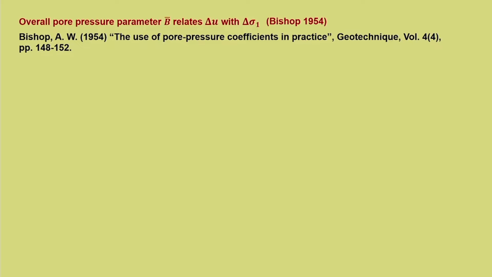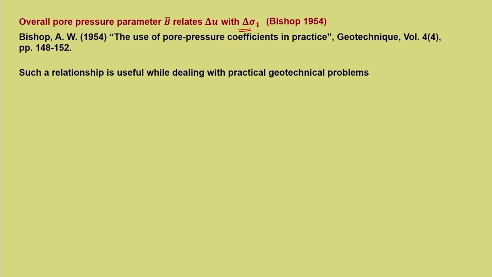Now, let us see what is overall pore pressure parameter B bar, which relates delta U with only delta sigma 1. Delta sigma 1 is normally considered in terms of loading, that is, the total stress which is acting because of some external load acting on the soil. Bishop in 1954, in a classical paper which deals with pore pressure coefficients, the use of pore pressure coefficients in practice, published in Geotechnique, showed that this relationship, B bar, is useful while dealing with practical geotechnical problems.